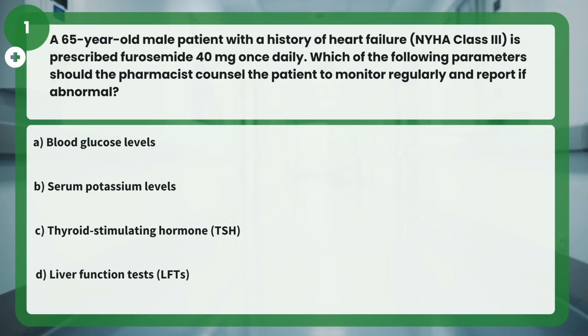Question 1. A 65-year-old male patient with a history of heart failure, NYHA Class 3, is prescribed furosemide 40 mg once daily. Which of the following parameters should the pharmacist counsel the patient to monitor regularly and report if abnormal? A. Blood glucose levels. B. Serum potassium levels. C. Thyroid stimulating hormone, TSH. D. Liver function tests, LFTs.